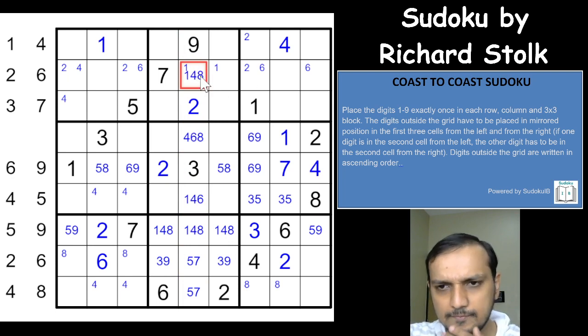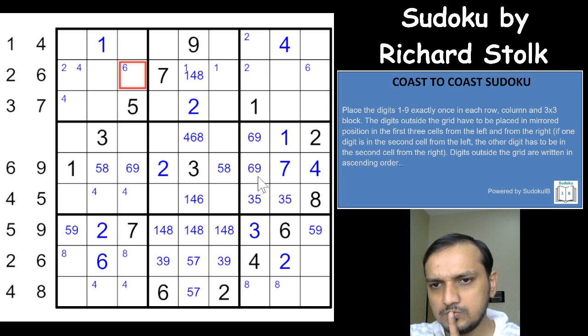Okay. Oh, 6 cannot be here now. This cell is not a 6, which means this cell is not a 2. So either 2 or 6 will be here, and that vice versa works here.